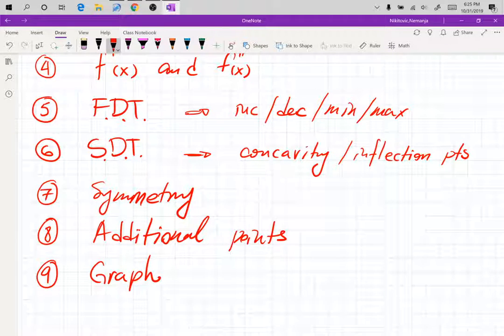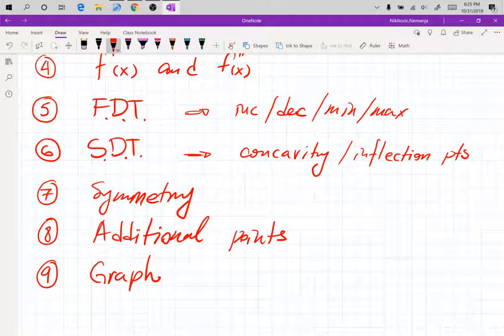Now you said, hold on, you said 13. Yeah, I did, but then 3 asymptotes are crammed into the same bullet point. Those are all separate calculations. First and second derivative, right, mushed into the same one. And you have the X and Y intercept. So you do have at least 13 different calculations you can do to come up with a graph.